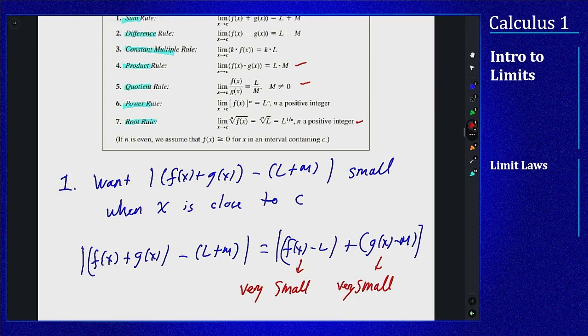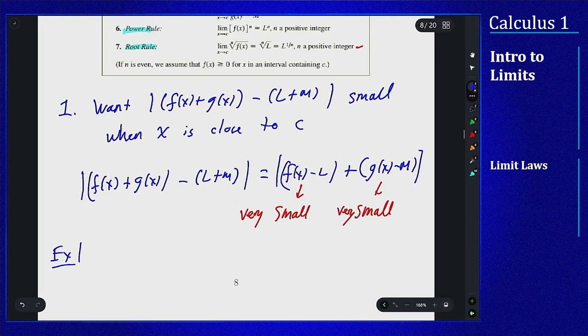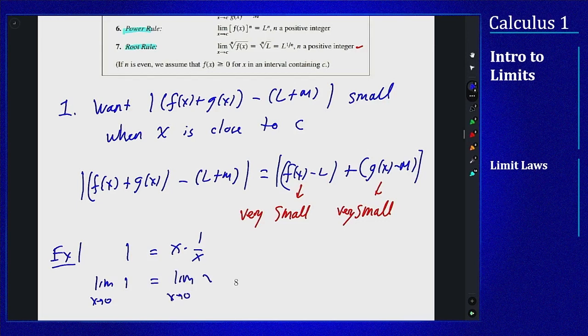Now, why does the assumption matter here? Well, the assumption matters because if limits don't exist, you can break these things. Quick example of that. I can write 1 as x times 1 over x. Cool, great. So if I look at the limit as x goes to 0 of 1, this should match the limit as x goes to 0 of x times 1 over x, which by our rules from above should be the limit as x goes to 0 of x times the limit as x goes to 0 of 1 over x.